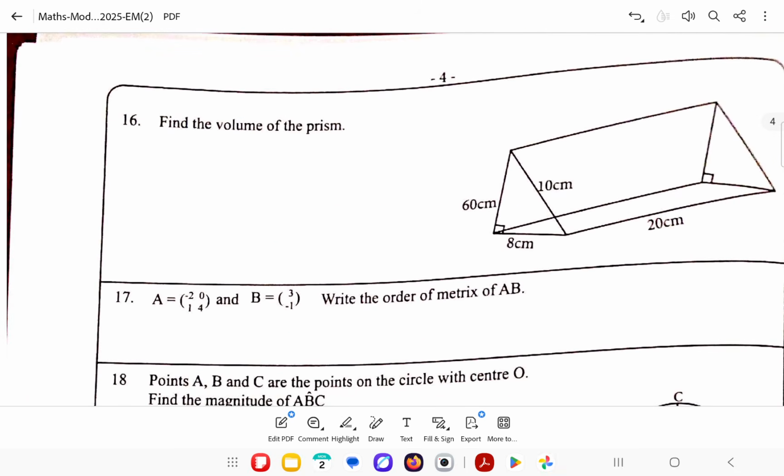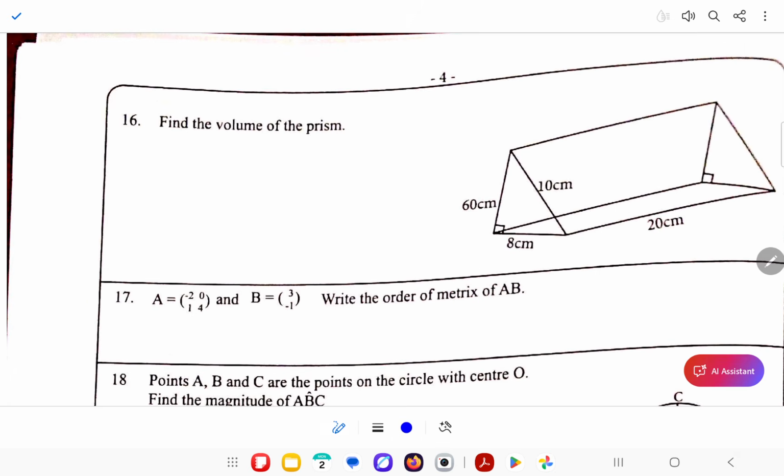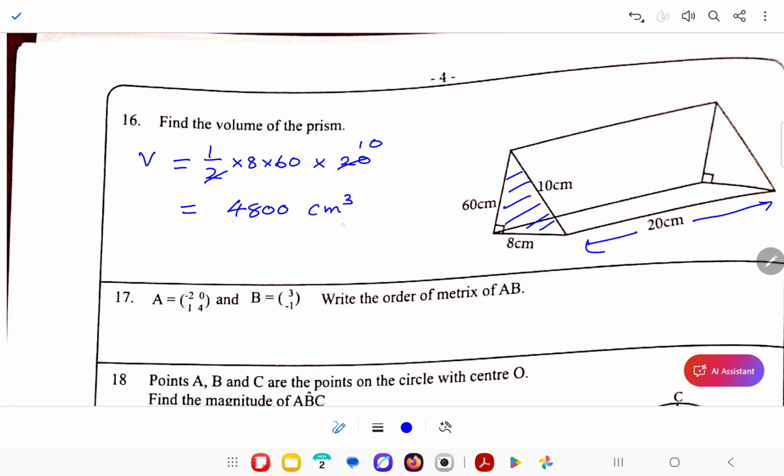Then find the volume of the prism. So that is the cross section area, this triangle area, into the length 20. So volume is half into base into height times the length 20. So simplify, 600 into 8, so 4800 cubic centimeters.